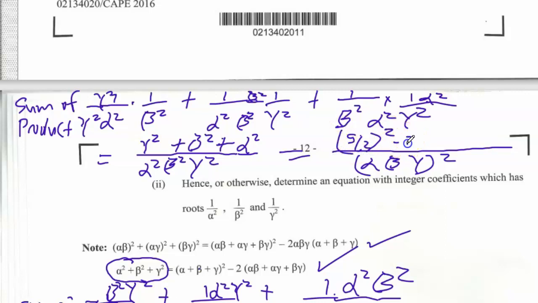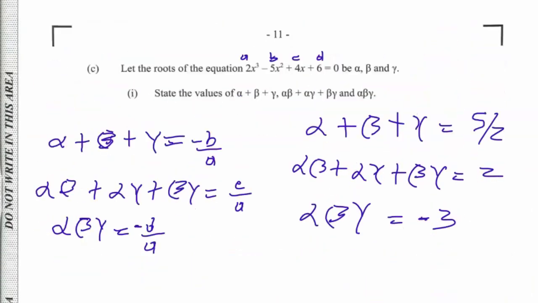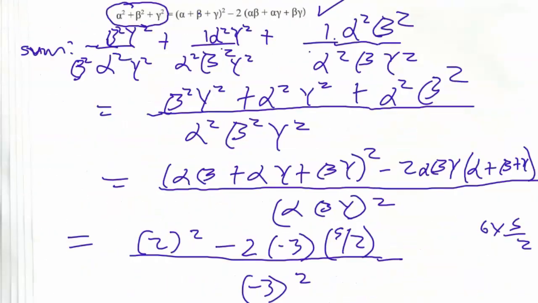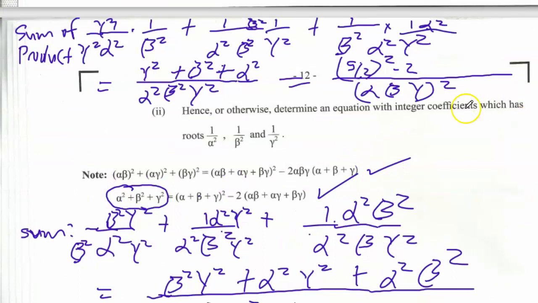Alright, so we have the sum squared, which was 5 over 2 squared, minus 2 times the sum of the products, sorry. And again, that was 2. That was 2. So this becomes minus 2 times 2 there in the bracket. Substitution. And again, the denominator here we worked out already to be 9. So I'll just replace it with 9. Cramped for space. So this was 9.